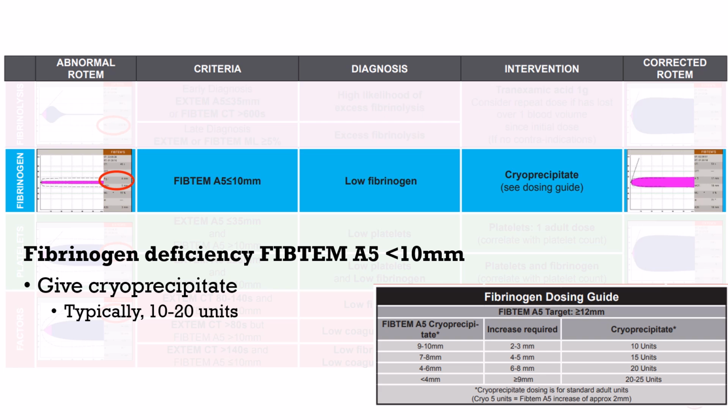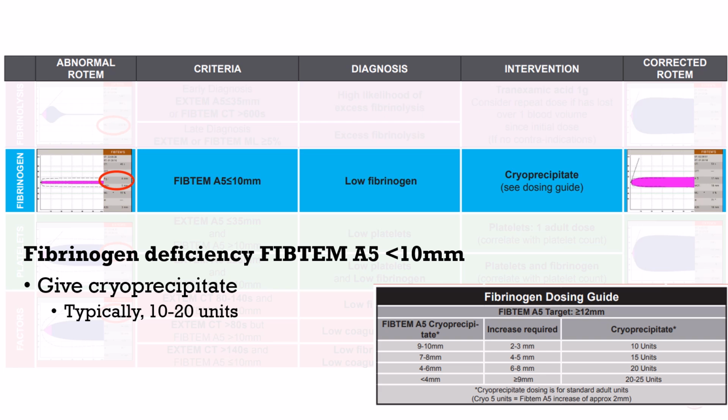Fibrinogen problems. So if your long, slender fibula is looking even more slender, and they've got a low A5, an A5 that is under 10, this is a fibrinogen problem.